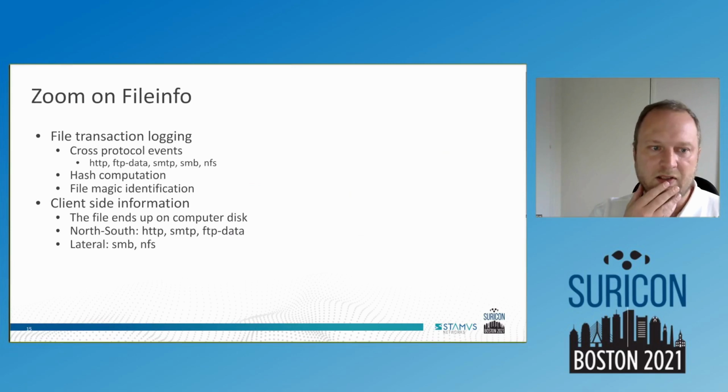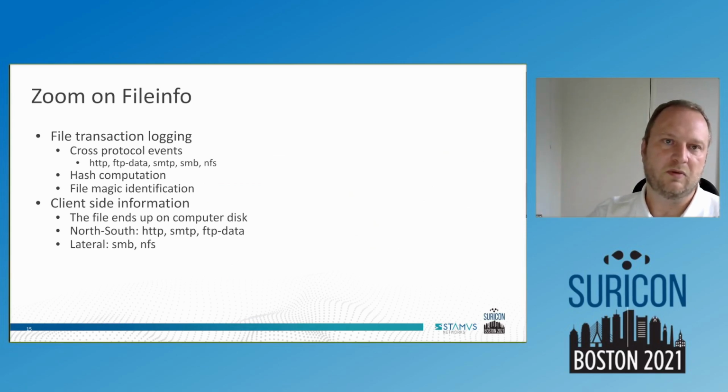So let's zoom in on something that I did not cover in this network security monitoring dashboard, which is the file info. The file info is file transaction logging. Every time there is a file transfer on a protocol that Suricata supports, we will have an event generated with information about this file. We will have the file name, the hash of the file, SHA-1, SHA-256, MD5 if you want. And we will also have the file magic. File magic is the identification of the type of file by using the first bytes of the binary.